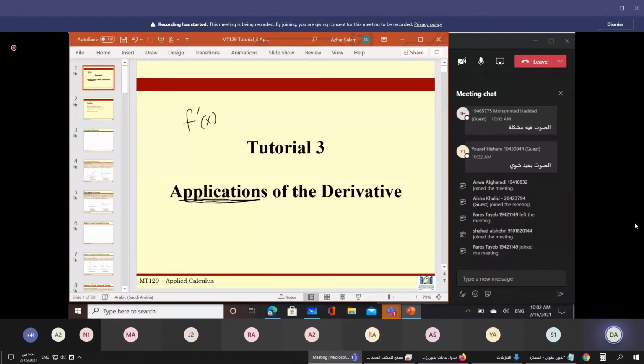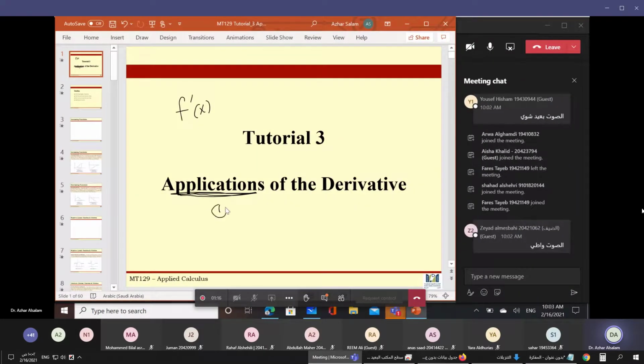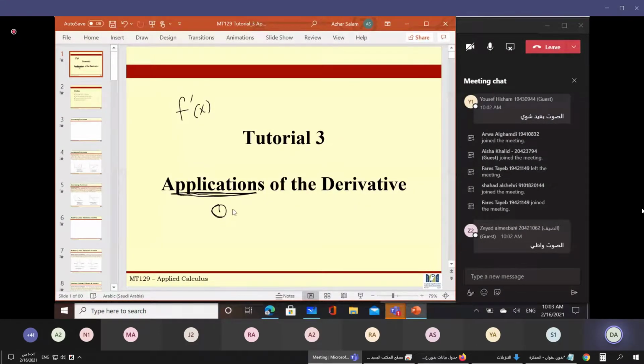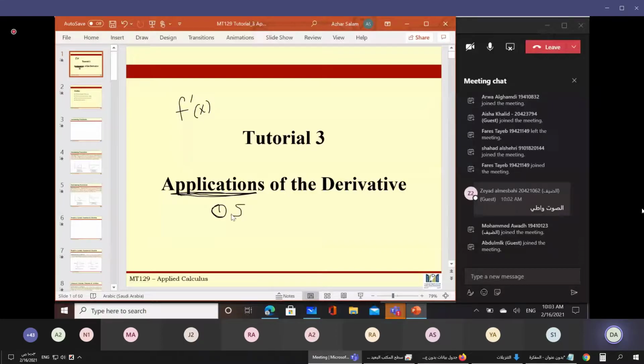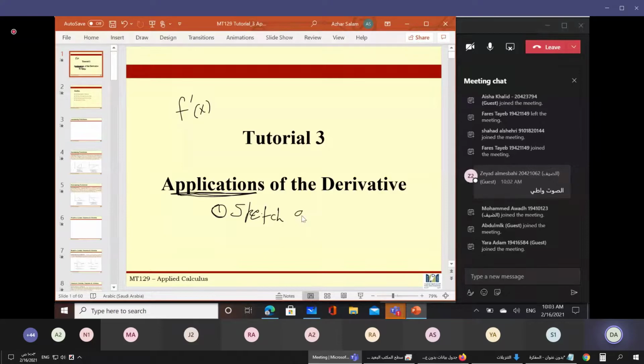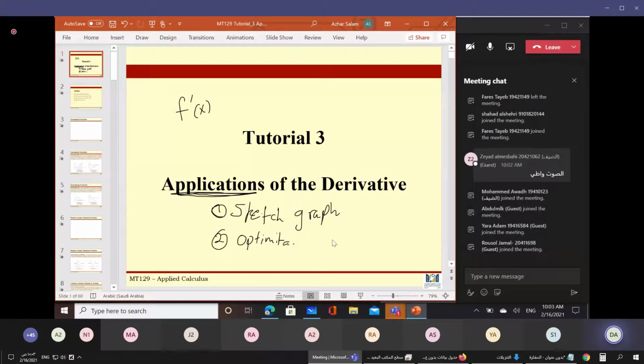Actually, we'll take two applications. The first one, which is the most important one, is how to sketch a graph. This is the first application on derivative: how to sketch a main form for a graph. So we will sketch a graph of functions. The second application will be optimization. We will know what the meaning of optimization is later.